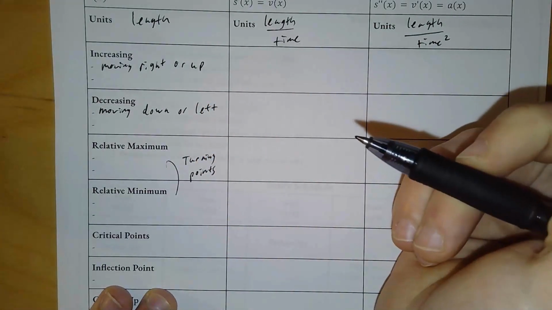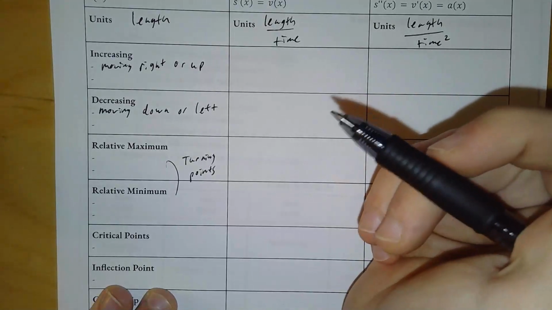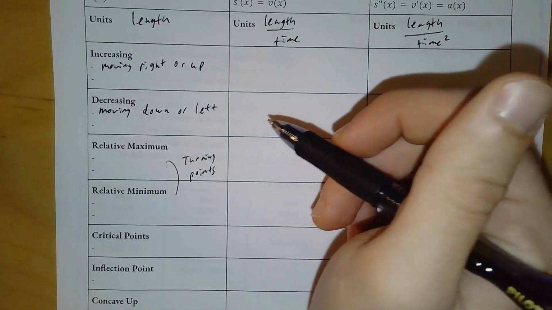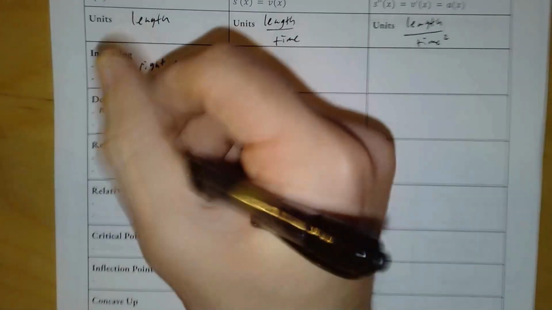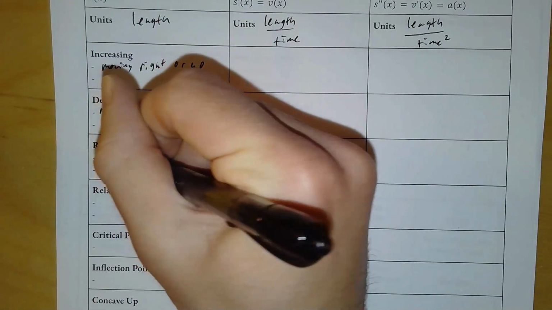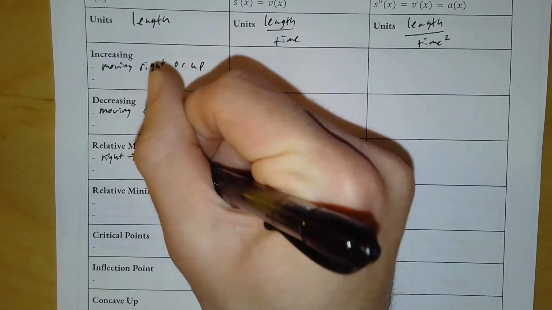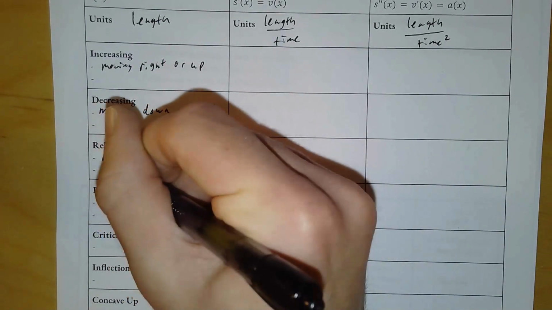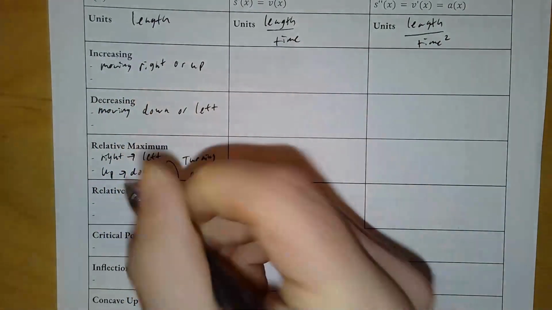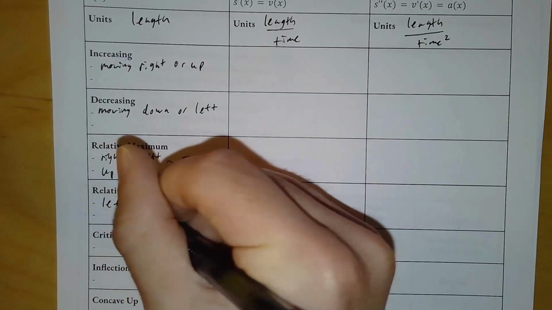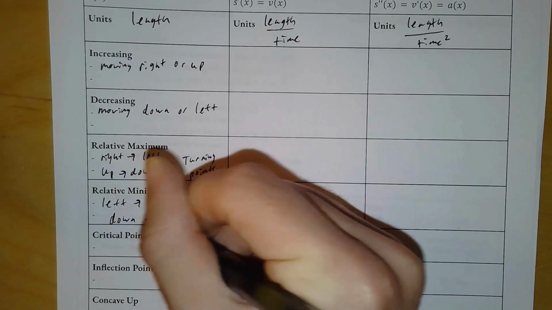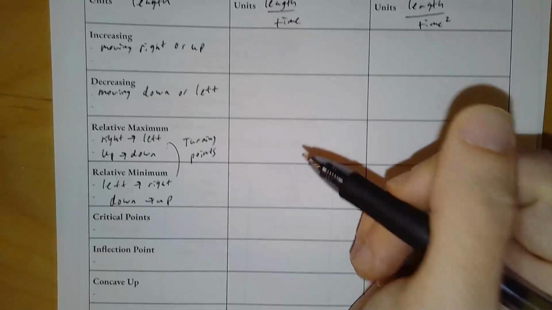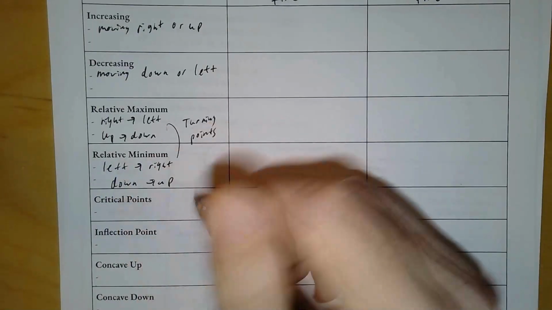Okay, which is like changing direction. So this could be right to left or up to down, and this would be the other way around: left to right, down to up. They're both called turning points. Critical points are just anywhere where it equals 0.